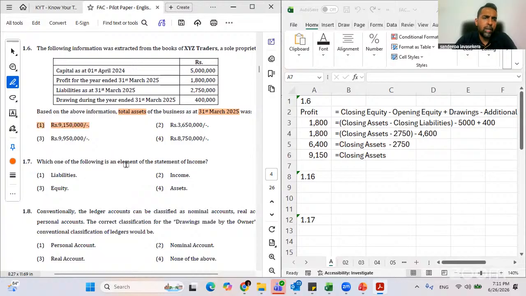1.7. Which of the following items is an element of the statement of income? Statement of income, statement of profit or loss, both are the same. Statement of comprehensive income, the same. There you are going to put the income and expenses. So the item would be the income. Right? Income would be the answer.